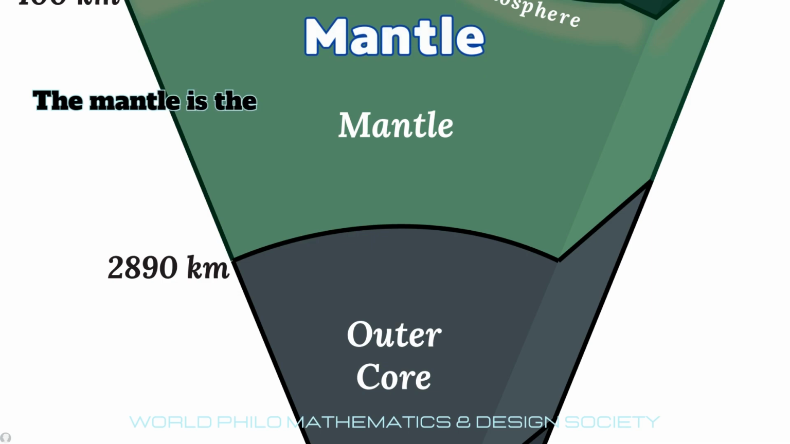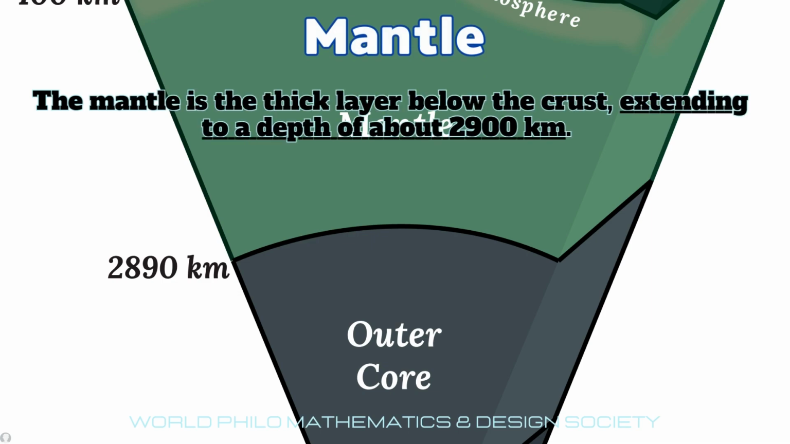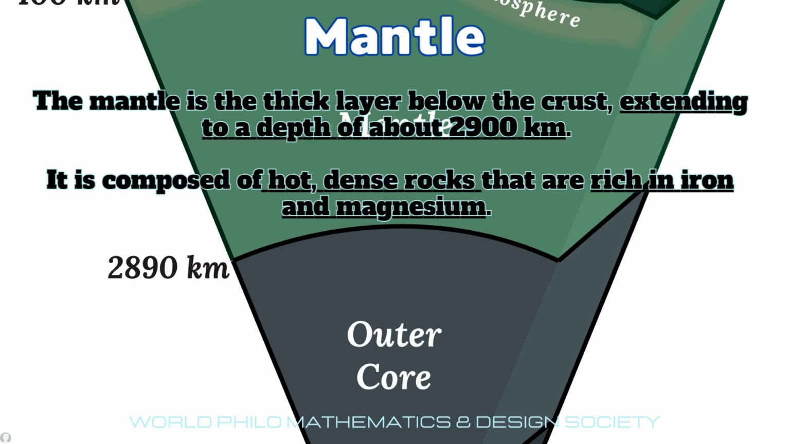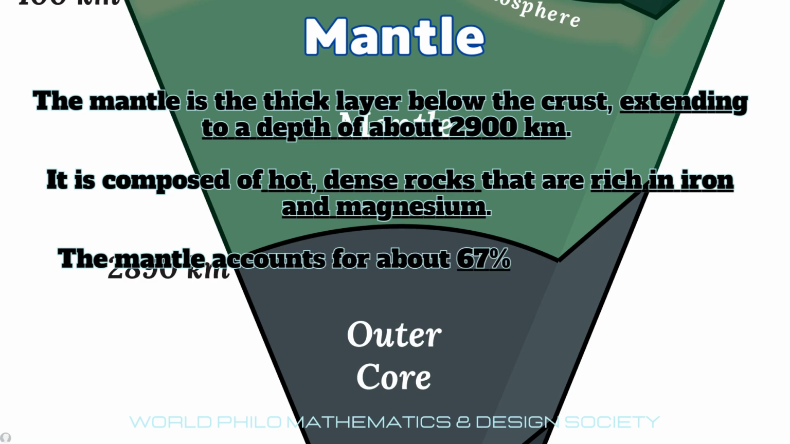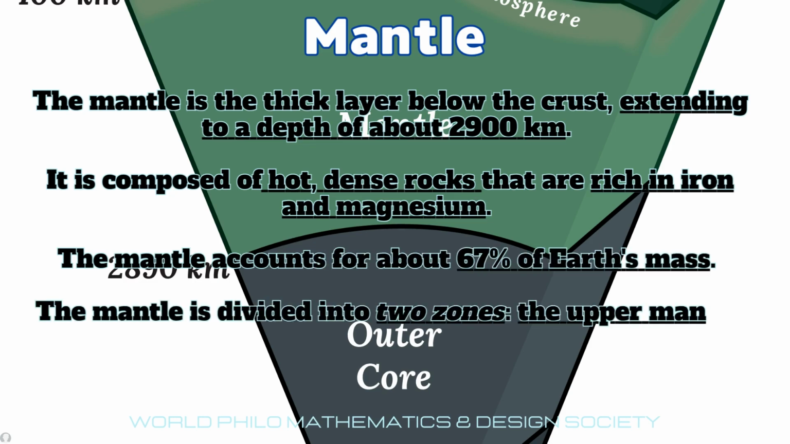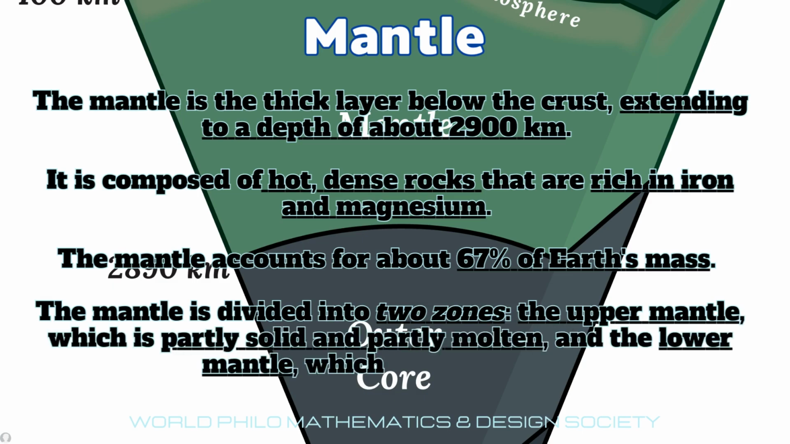The mantle is the thick layer below the crust, extending to a depth of about 2900 km. It is composed of hot, dense rocks that are rich in iron and magnesium. The mantle accounts for about 67% of Earth's mass. The mantle is divided into two zones: the upper mantle, which is partly solid and partly molten, and the lower mantle, which is mostly solid.